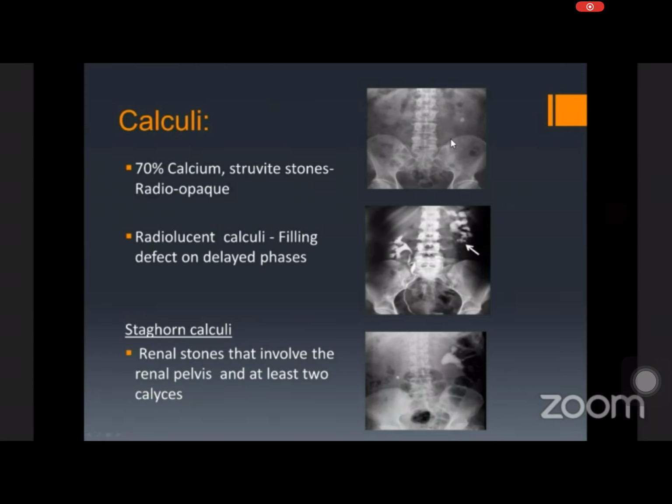So this, sir, is my pointer visible? Yes, visible. Yeah.